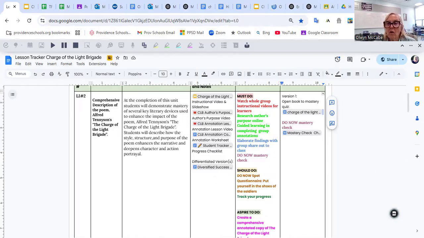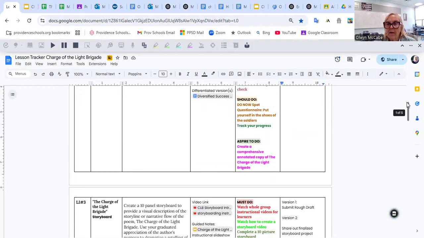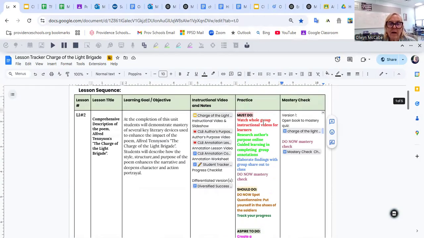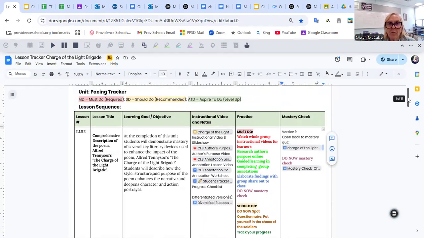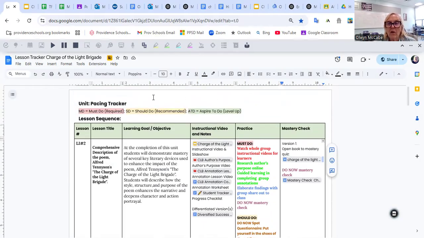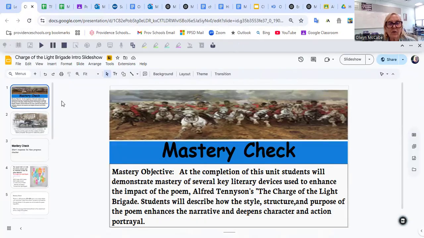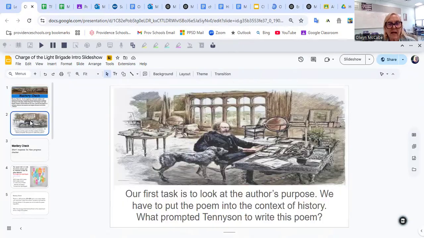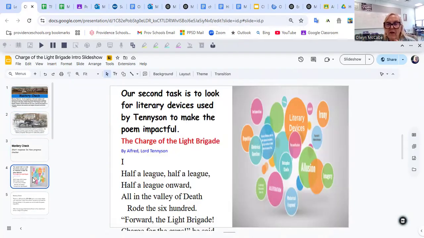So this is what we call the lesson sequence, and we've seen all the different parts of a modern classroom unit, the lesson sequence tracker. All right, so the next thing I want to show you really quickly is that this was a slideshow that went along with the lesson. So there's all kinds of materials that I developed, and I try to make them colorful and interesting so the students are engaged with learning.